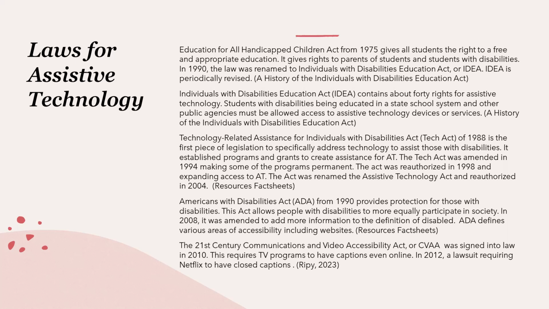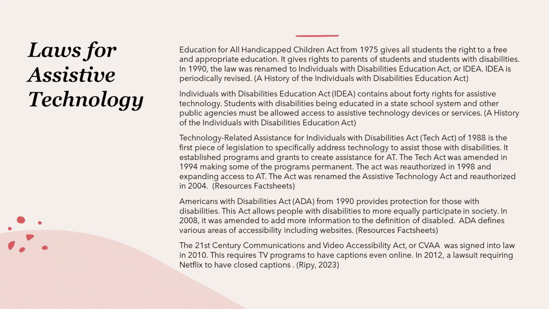Then we have the Technology-Related Assistance for Individuals with Disabilities Act, so the TECH Act of 1988. This is the first piece of legislation to specifically address technology to assist those with disabilities. It establishes programs and grants to create assistance for AT. The TECH Act was amended in 1994, making some of these programs permanent. The Act was reauthorized in 1998 and expands access to AT. The Act was renamed the Assistive Technology Act and was reauthorized in 2004.